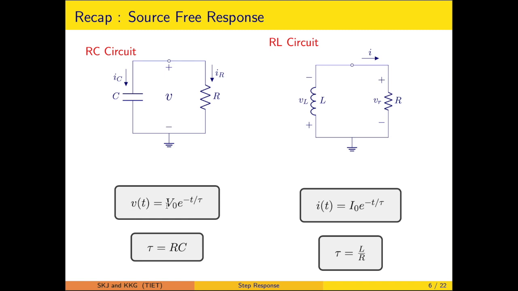The ultimate relationship is governed by V of t is equal to V0 e to the power minus t upon tau for the RC circuit, and the inductor current is I0 e to the power minus t upon tau for the RL circuit. The time constant, which is RC for the RC circuits and L upon R for the inductive circuits, is representing the physical characteristics of the system.